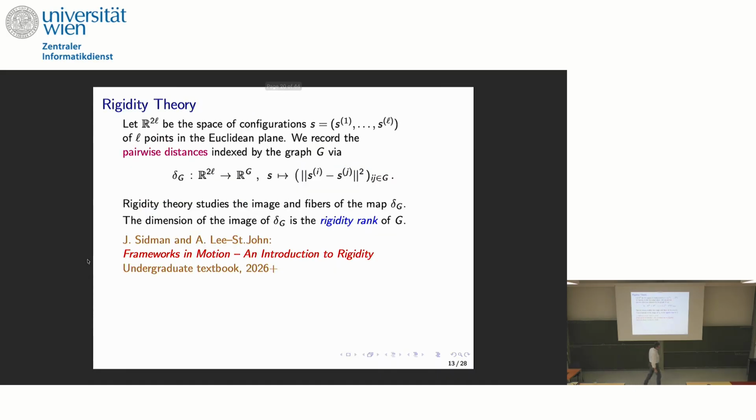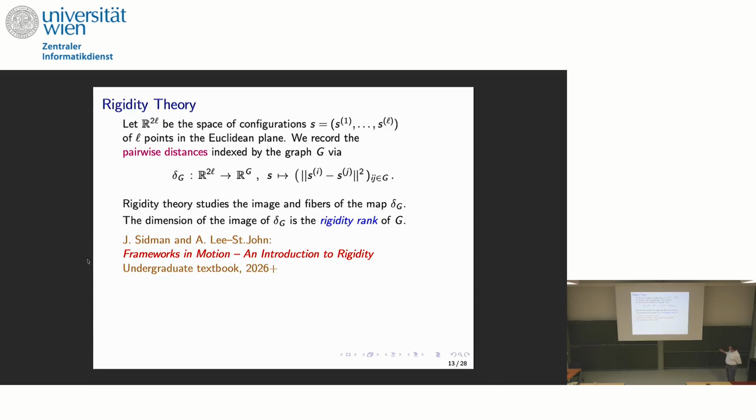Okay, now this brings us to rigidity theory, and all questions you will ask about rigidity theory, Ayush will be very happy to answer in the coffee break. So here, what we're going to do, now we're going to do this with L of them. So R^2L is the space of configurations of L points. Let me write R^2L for configurations of L points in the Euclidean plane.